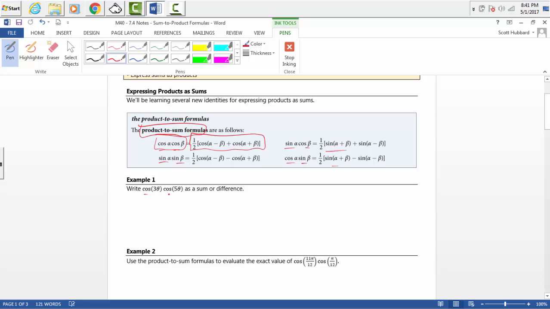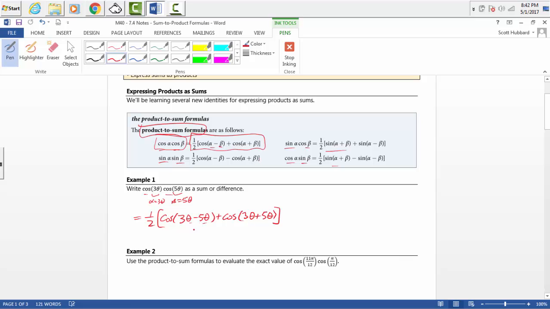It looks like this is a cosine times a cosine. This is my alpha, so alpha is 3 theta. This is my beta, so beta is 5 theta. Then I just plug it into the formula. This equals 1/2, which is there in the formula, times cosine of alpha minus beta, so 3 theta minus 5 theta, again alpha minus beta, plus cosine of 3 theta plus 5 theta. That's just using the formula.